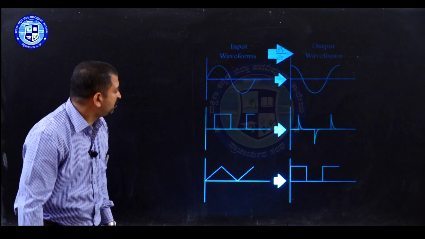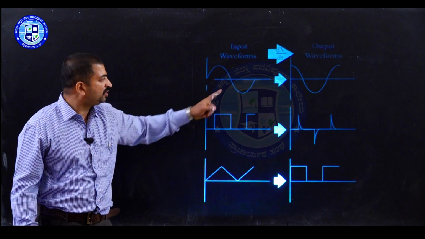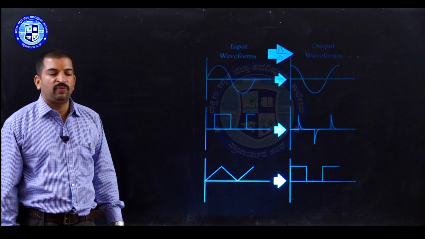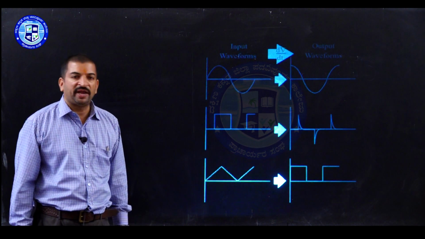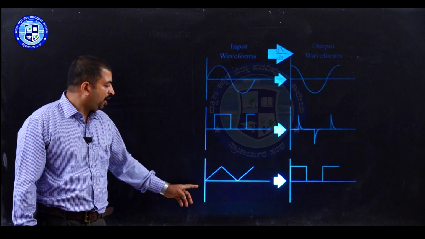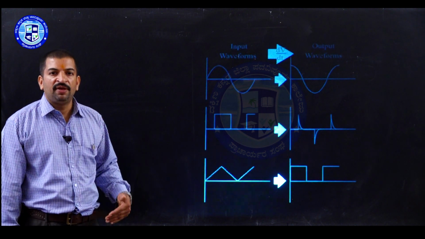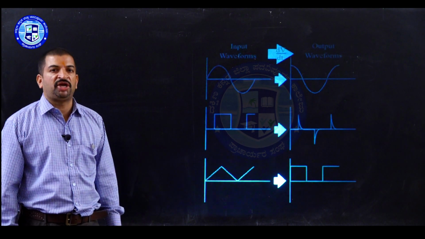These waveforms can be observed in this diagram. Input signal is a sine wave, then the output is an inverted cosine wave. When the input is a square wave, then the output is a spike wave. And when the input is a triangular wave, the output is a square wave. These are the input signal and output signal waveforms of an op-amp differentiator.